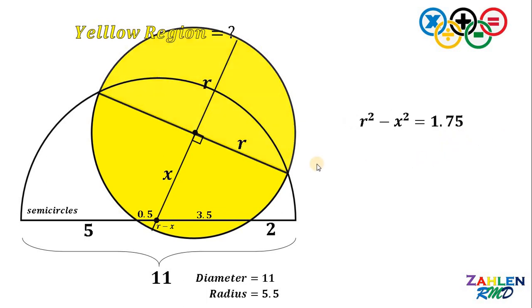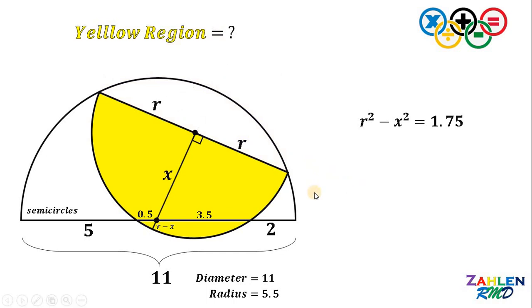Now let's go back to our previous figure. From the center of the big semicircle, let's draw a radius directly to the endpoint of the diameter of this yellow circle. This is also the radius of the big semicircle, and we know this is equal to 5.5. Since we have a right triangle here, we can use the Pythagorean Theorem: a squared plus b squared equals c squared. So we have R squared plus X squared equals 5.5 squared, and 5.5 squared gives us 30.25.